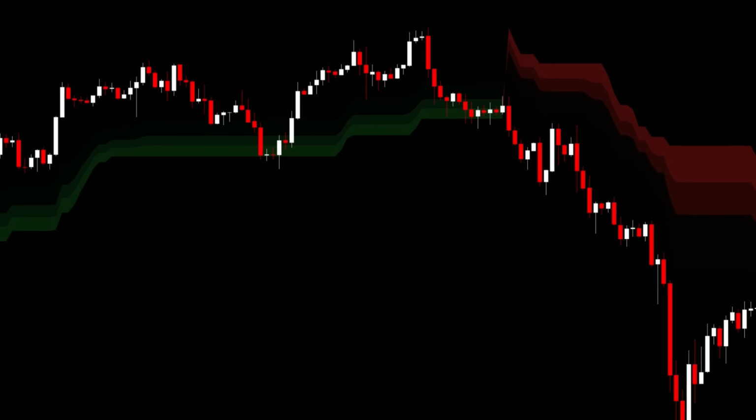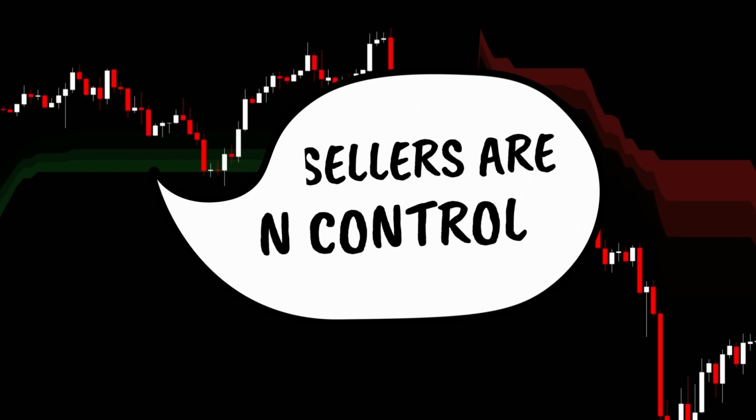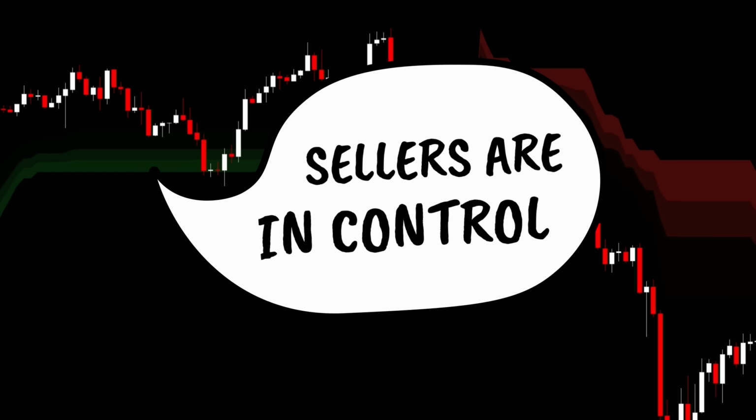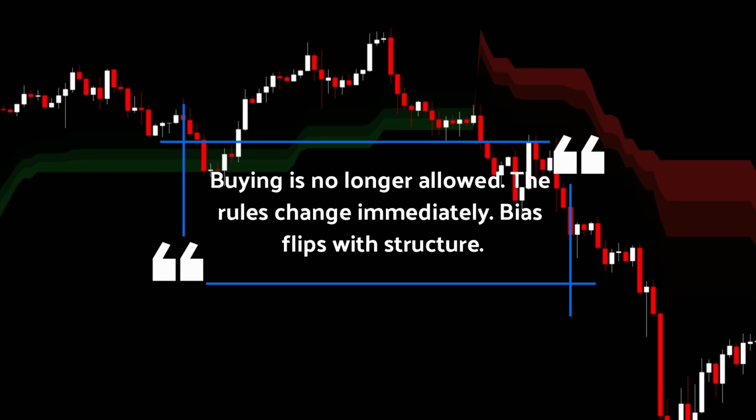Now, watch what happens as price moves forward. Candles start slipping below the ribbon, and the moment that happens, the ribbon changes color to red. The color change matters. It tells you control has shifted. Sellers are now in control and the market direction is downtrend. From this point on, buying is no longer allowed and the rules change immediately. Bias flips with the structure.